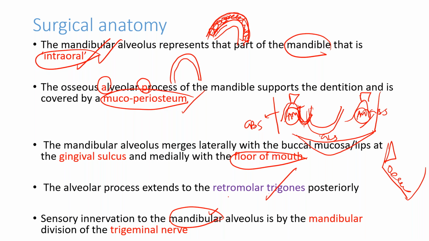Sensation of the mandibular alveolus is by the mandibular division of the trigeminal nerve. The trigeminal nerve has ophthalmic, maxillary, and mandibular divisions.